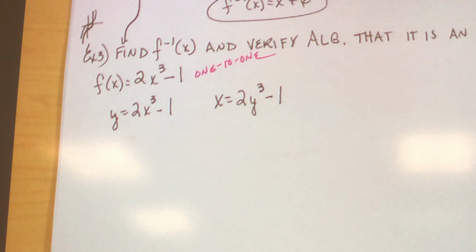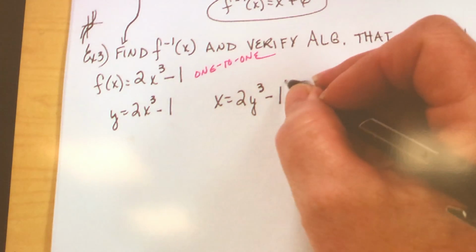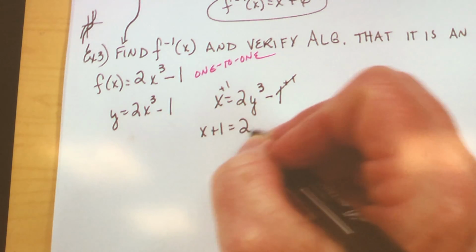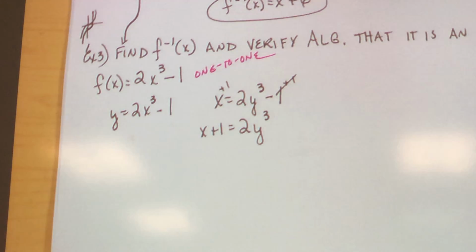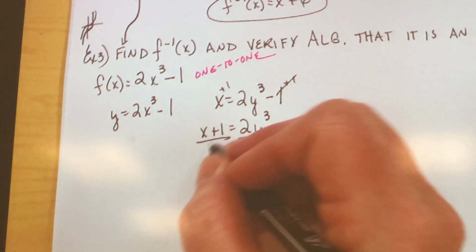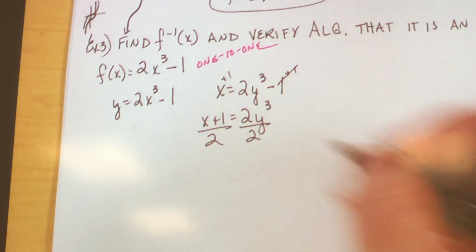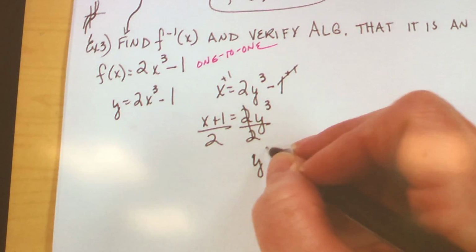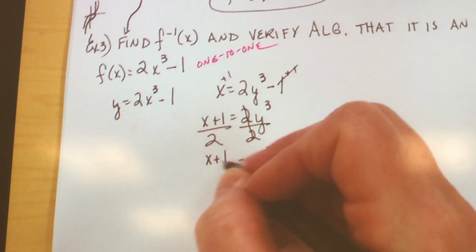Now I'm solving for y. So what do we do? Add 1. x plus 1 is equal to 2y to the third. Can I take the cube root yet? No. You cannot take the cube root unless what is cubed is all by itself. What's over there that I need to get rid of? 2. So I'll divide by 2. I'll just leave it like that. Don't write it as a fraction and all that mess. So now it looks like this: y to the third is equal to x plus 1 over 2.